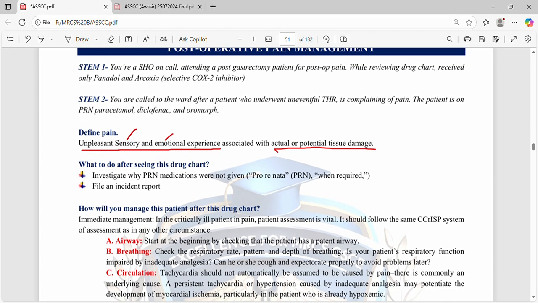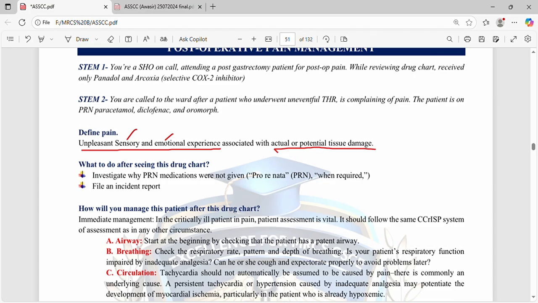What to do after seeing this drug chart? Investigate why the PRN medication was not given. PRN means pro re nata, when required. File an incident report.